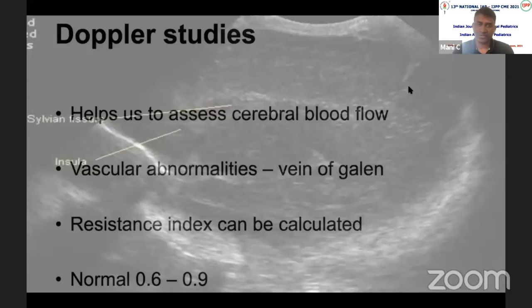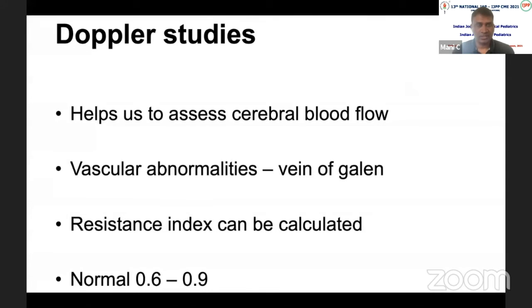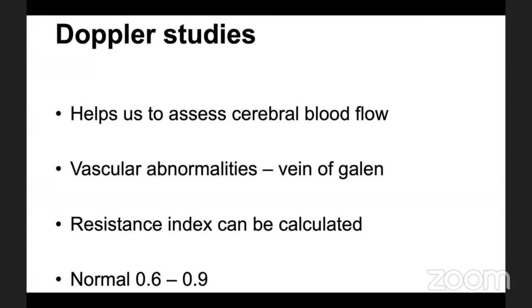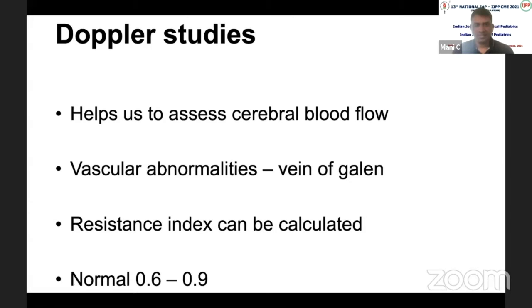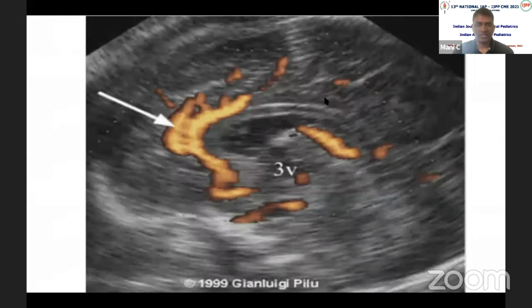So these are the normal views of the coronal and sagittal scans, and there are Doppler studies that we can do, which help us to assess the cerebral blood flow. If there are any vascular abnormalities, it helps to pick them up. We usually calculate an index called the resistance index, and the normal value is 0.6 to 0.9. I'll talk about the abnormal ones later on.